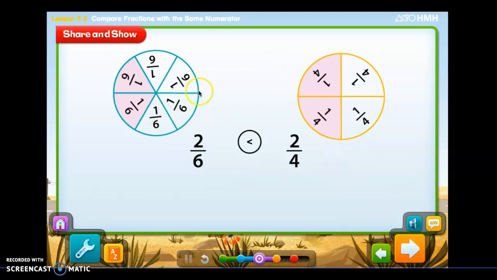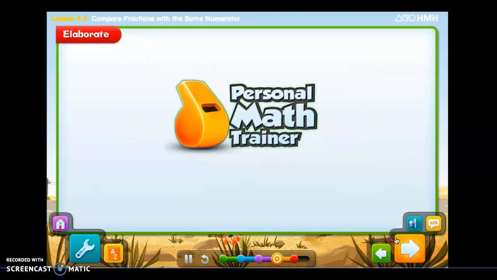You always have to look at the models that they show you, because that's how they're going to trick you, okay? Make sure that you're paying attention to what they are showing you. Now let's practice with the personal math trainer.